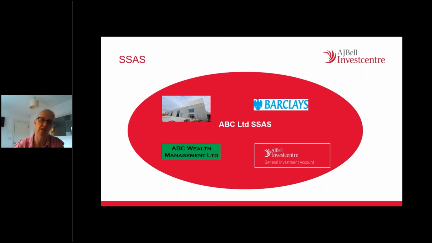Because everybody has to agree to everything in a SSAS, it can cause issues. There's no denying the fact that there can be some nightmare scenarios with SSASs where members have fallen out and they don't agree to things, and it can cause all kinds of problems. We've seen cases end up in court because of disputes between the members.